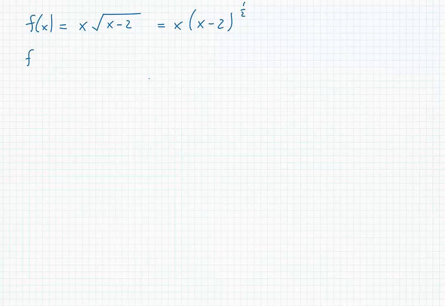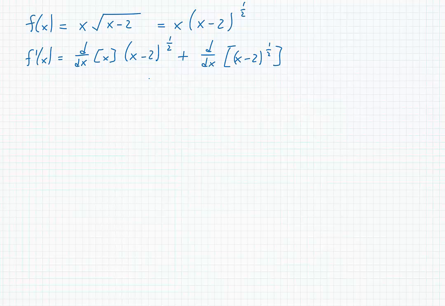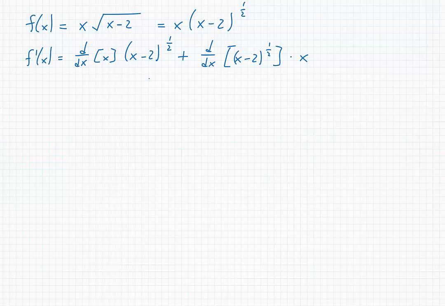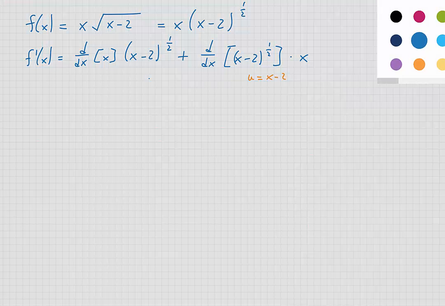product rule. So f prime of x is going to be equal to the derivative with respect to x of x times (x minus 2) to the 1/2 plus the derivative with respect to x of (x minus 2) to the 1/2 times x. So when we take the derivative with respect to x of (x minus 2) to the 1/2, that's where we're going to need a chain rule. So I'm going to note right off the bat here that when I get there, I'm going to let u be equal to x minus 2, and then I can go on from there.